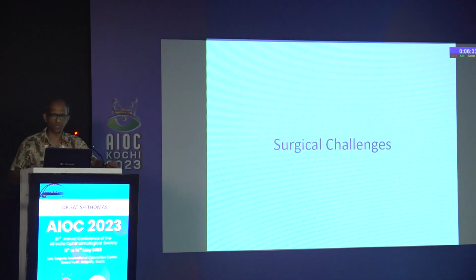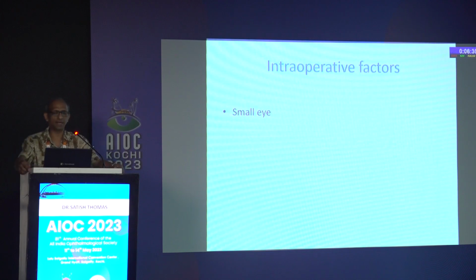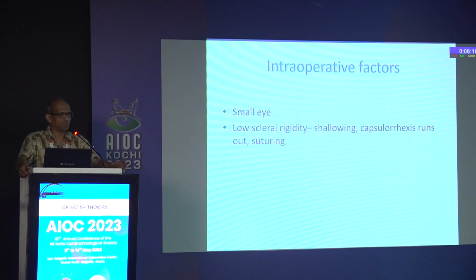So quickly coming to the surgical challenges in a pediatric cataract, the intraoperative factors that make a pediatric cataract surgery a challenge is that we are dealing with a smaller eye, so less space in which to operate. The scleral rigidity is low, and how this would make the surgery difficult is that there would be more frequent AC shallowing, and therefore the capsular tear can keep running out, and we need to suture such a wound because the scleral rigidity is low. The capsule in a child is more elastic as compared to an adult, therefore you need more force to fracture it, and therefore it can tend to run out more than an older capsule.